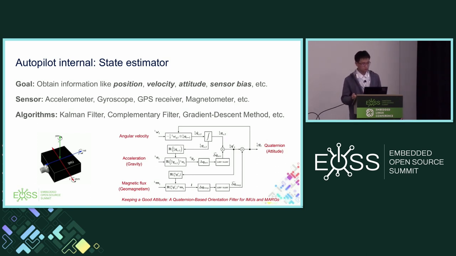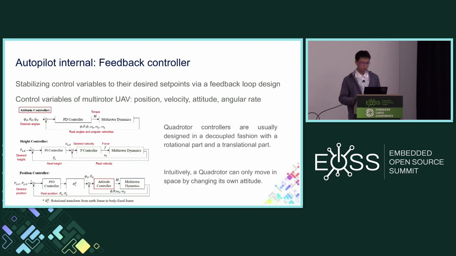For your curiosity, what is inside an autopilot? First, inside an autopilot, we have a state estimator. The goal of the state estimator is to obtain useful information like position, velocity, attitude, and sensor bias from sensors like accelerometer, gyroscope, GPS receiver, magnetometer, and maybe more. There are many algorithms for state estimators like Kalman filter, complementary filter, gradient descent based methods, and more.